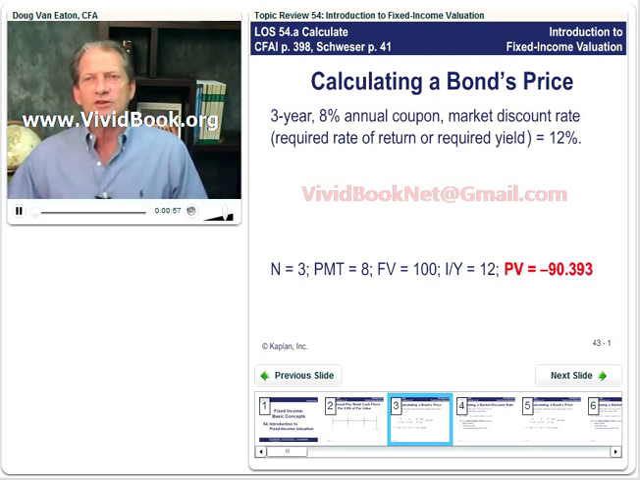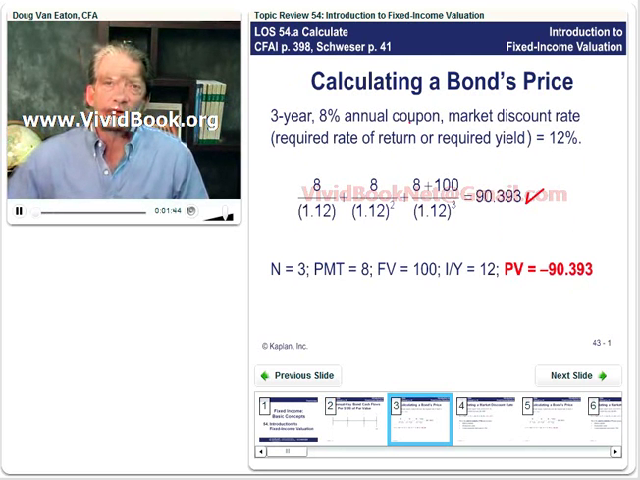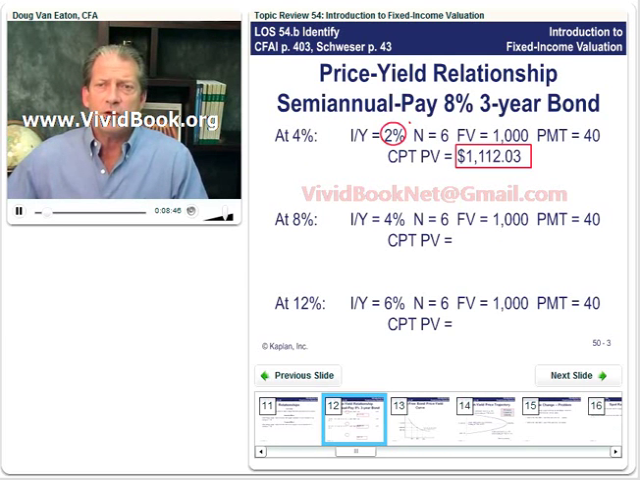Well, here we're going to use a discount rate of 12%. That's higher than the coupon rate, so we get a discount bond price here, 90.393 per $100 of face value. Then we can calculate that present value there as $1,112.03. Now notice we're discounting it at half that yield to maturity. Now if the yield to maturity is the same as our coupon rate, then that bond will be valued at its face value, its par value.